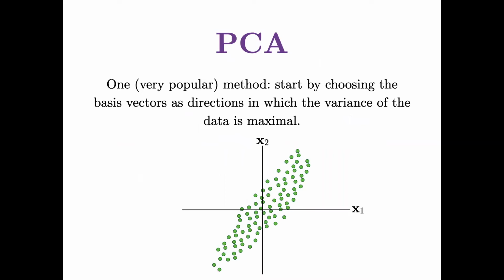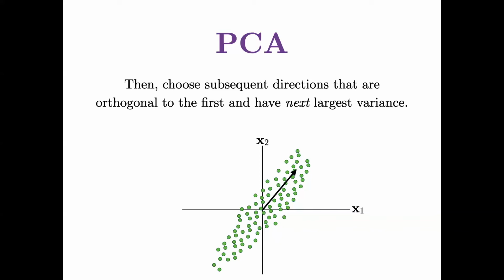Well, one very popular method is to start by choosing basis vectors as directions in which the variance of the data is maximal. Now, this concept of directional variance is not one that you've most likely been exposed to before. But if you were to look at this data cloud of these green points, and I asked you, what direction is the greatest spread of the data, chances are just intuitively you might say, along that direction where the line has been drawn. Well, that would be correct.